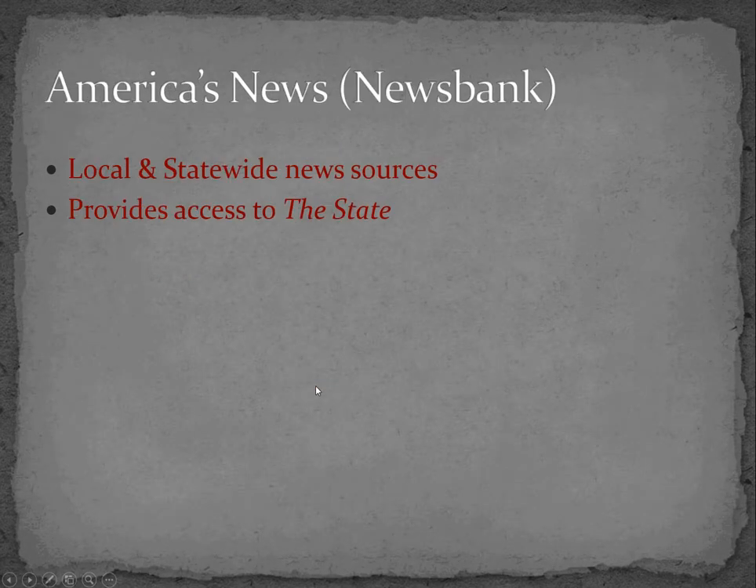And this is America's News Newsbank. So this one I encourage you to use if you have a topic that's not quite so national in scope, maybe something a little bit more localized, because this is the database that provides local and statewide news sources. So this provides things like the State, the Greenville News, Charleston Courier. There are some bigger titles like LA Times, Boston Globe, but it doesn't include the big titles like Washington Times, New York Times, and the other national ones. That's where LexisNexis comes in.